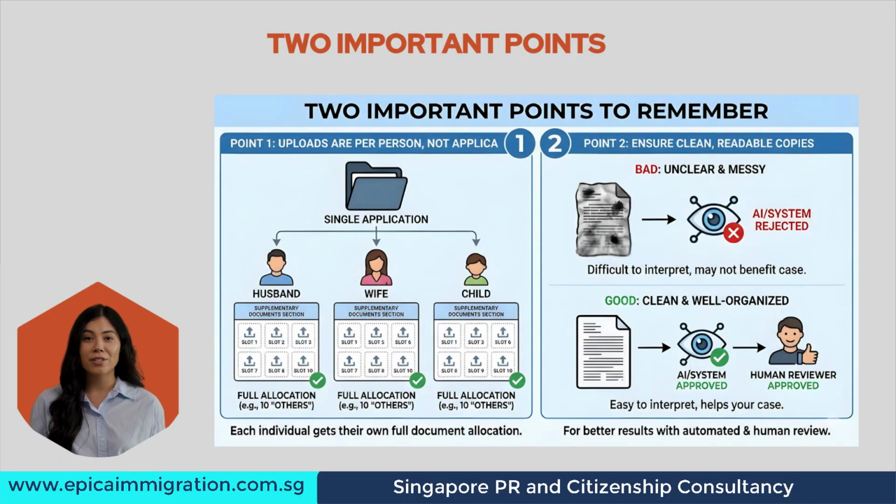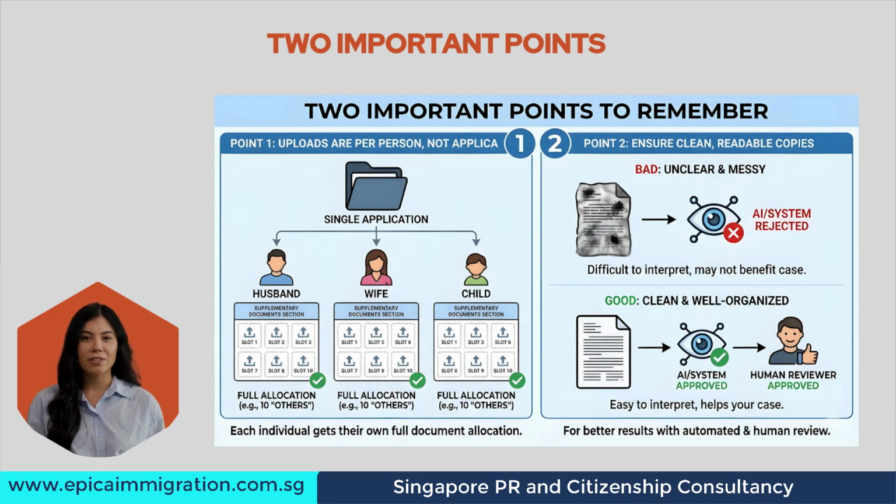It's also essential to note two important considerations regarding these uploads. The first point is that these supplementary documents are uploaded per person, not per application. So the allowance, such as up to 10 documents under the Others category, applies separately to each individual included in the application. That means if your application includes a husband, a wife, and children, each person will have their own supplementary document section and their own allocation based on what the portal allows for that individual.